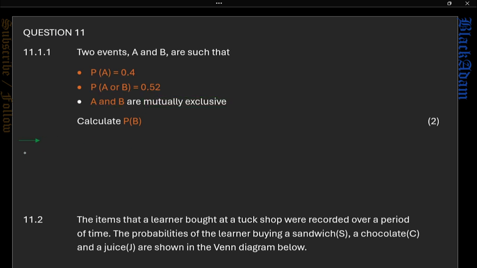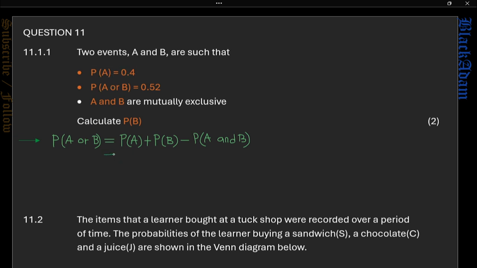Mutually exclusive means they don't share a common part. And then we have the equation: probability of A or B is equal to probability of A plus probability of B, and then minus probability of A and B. That is if they share a common probability.